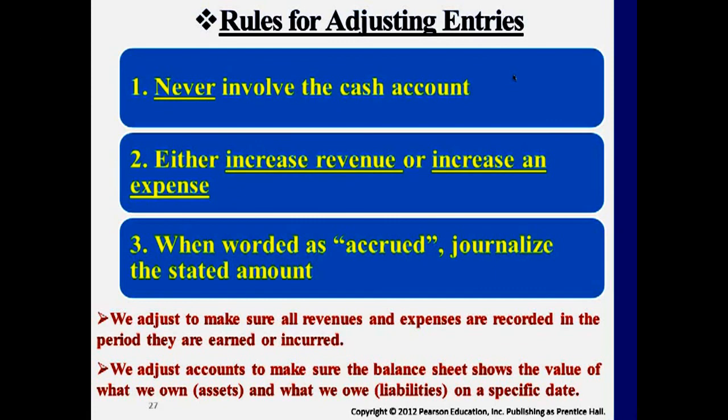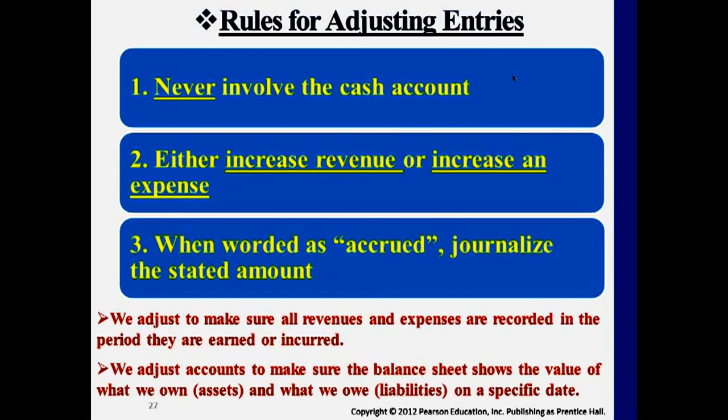Now some of the rules for adjusting entries. The title here is Rules for Adjusting Entries. It never involves the cash account. This is an adjustment that ties to one of the transactions that happened earlier. Like the supplies example, if you purchase supplies in the beginning of the year, what we're trying to do is recognize the part of supplies that disappeared, that we used up. So the payment is already made before.